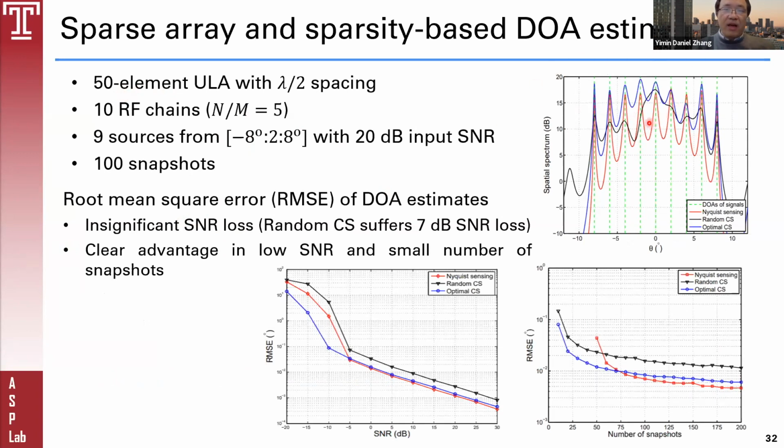For this example, we have 9 sources. And also really interestingly, because we are using the compression to focus our beam toward the desired signals, we can achieve better performance when the signal to noise ratio is low, or it only requires a smaller number of snapshots compared with the uncompressed case.